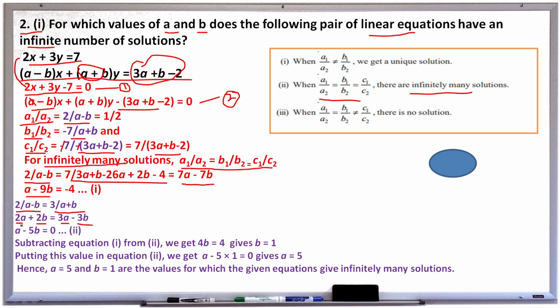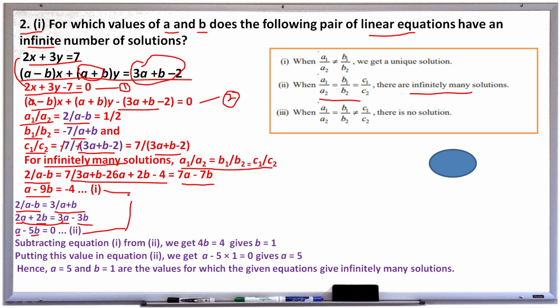So simplifying, bring like terms together, so 3a and 2a will become a, this 3b when it comes to the left side plus 3b, so 5b. So a minus 5b is equal to 0, equation number 2. This is equation number 1. This 1 and 2 we are going to solve.